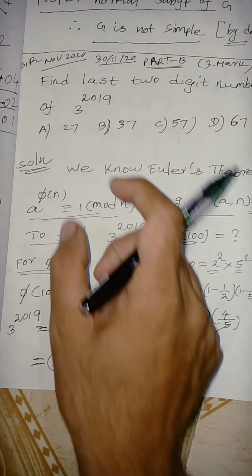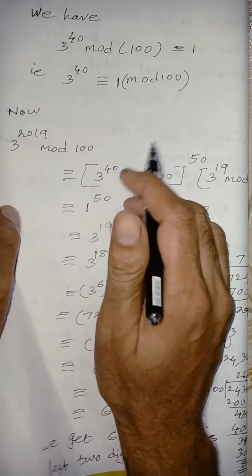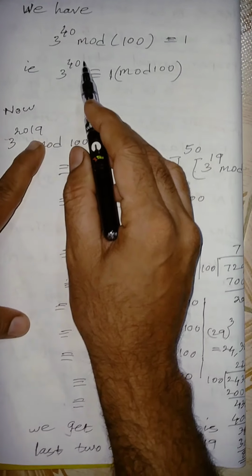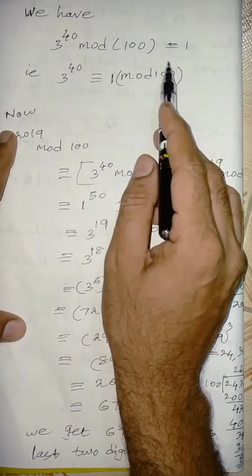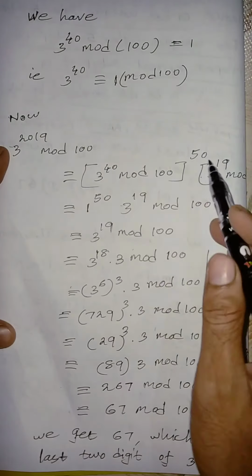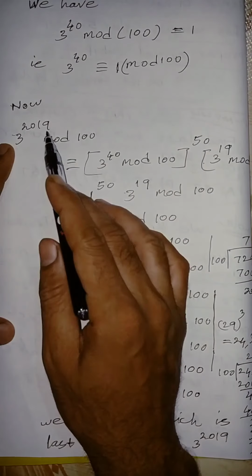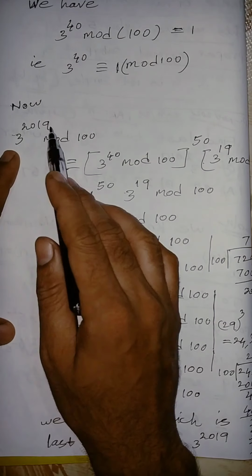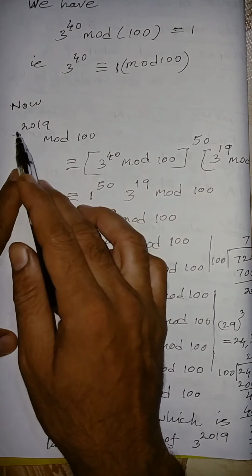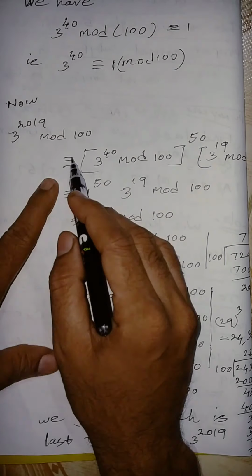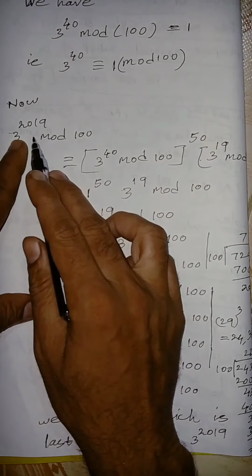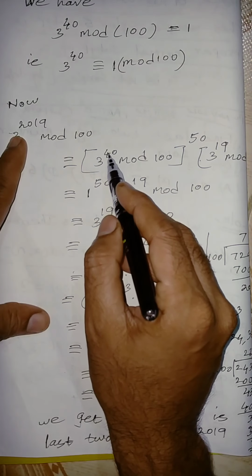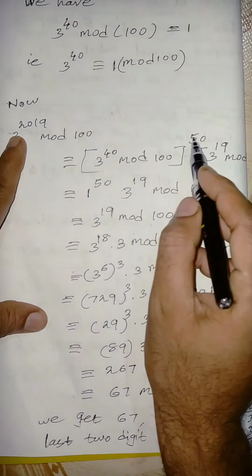So our aim is to reduce this value. Then it is easy to find the last 2 digits. So 3 power 40 is congruent to 1 mod 100. Immediately you can write this by Euler's theorem. Now 3 power 2019 mod 100, actually we have to find this, which is equivalent to 3 power 40 mod 100 whole power 50.